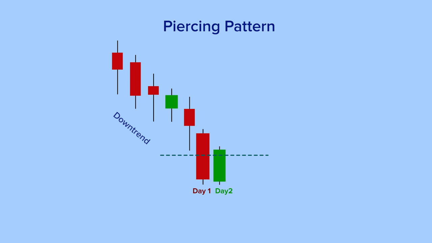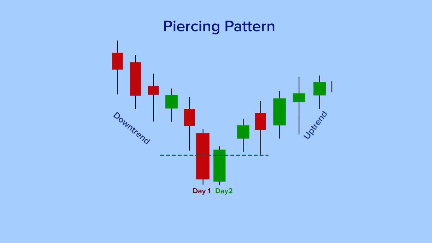So, a red candle, and the next candle which begins from below the red candle's body and closes above the 50% of the red candle's body. If on the next day we find that the price moves above the high of these two candles, then someone can take a long trade with a stop loss below the low of these two candles, forming the piercing pattern.